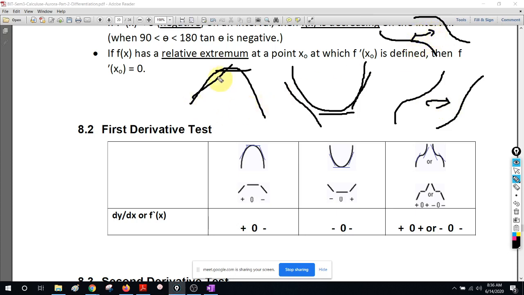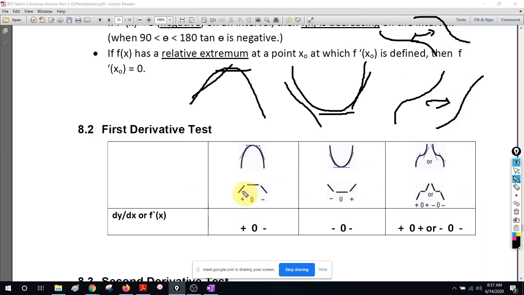But if it is positive, zero, negative, definitely a maximum. If it is negative, zero, positive, definitely a minimum, right? But if it is positive, zero, positive, it's one of these. If it is negative, zero, negative, one of these. Okay, so by looking at this, that is called the first derivative test.